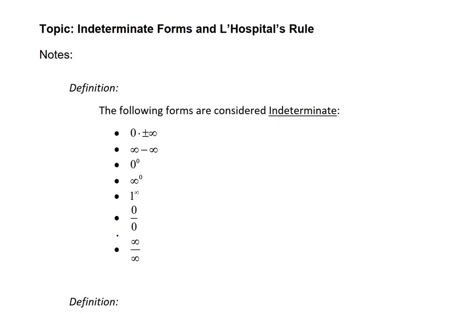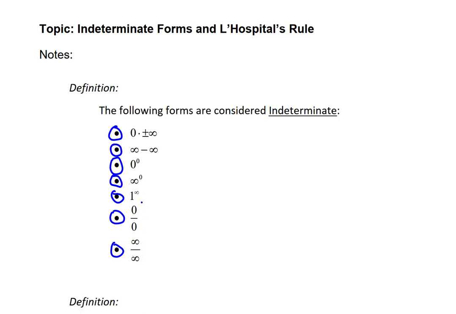Now, several of these we've already seen in the context of calculus when doing limits, but some of them we have not quite yet. There are 7 of them. I'll list them out here one at a time. First, we have 0 times plus or minus infinity. Secondly, infinity minus infinity. Thirdly, 0 to the power of 0. Fourthly, infinity to the power of 0. Fifthly, 1 to the power of infinity. Sixthly, 0 over 0. And 7th, infinity over infinity.